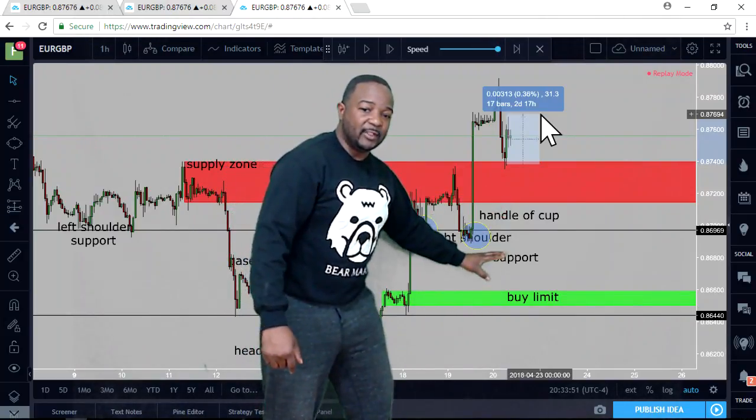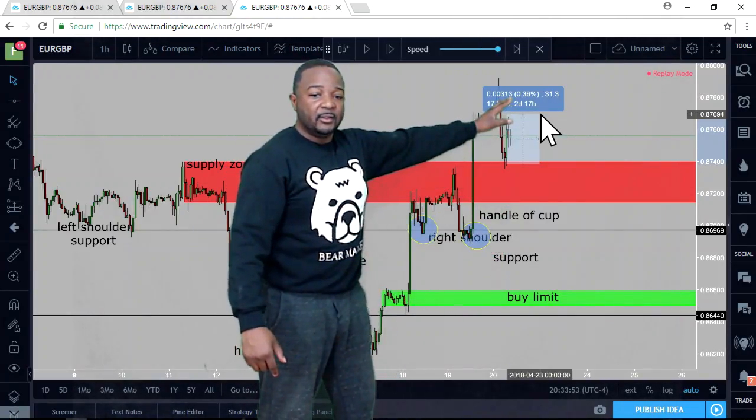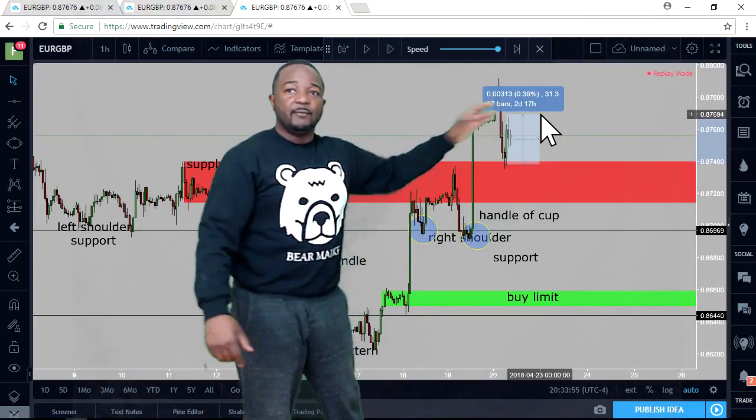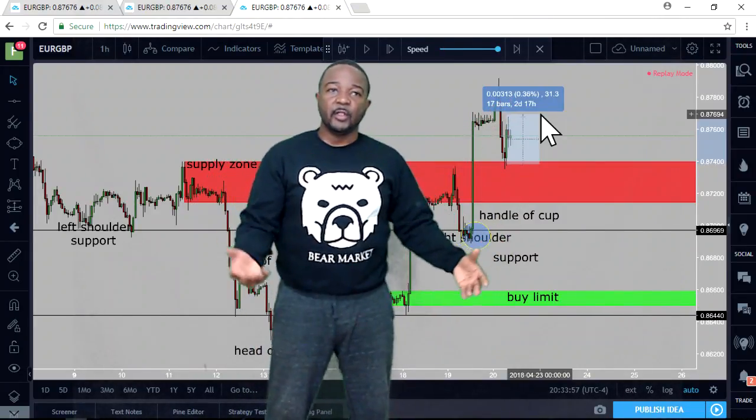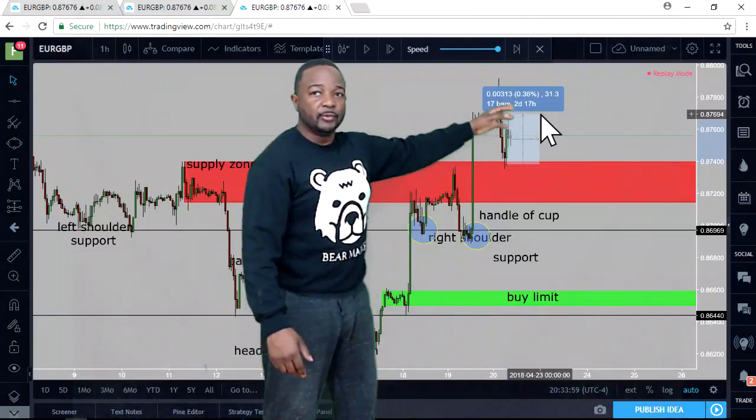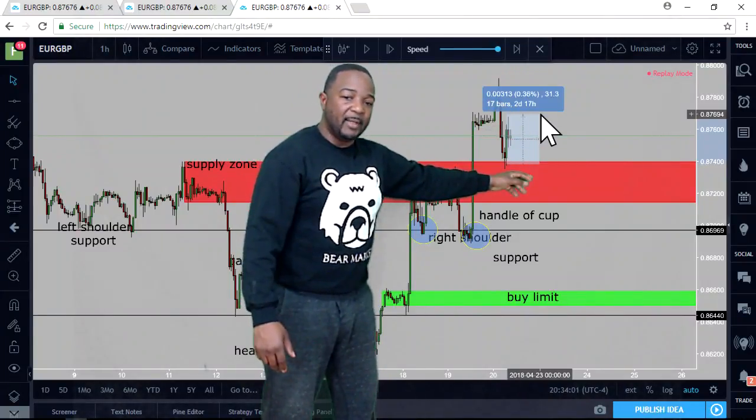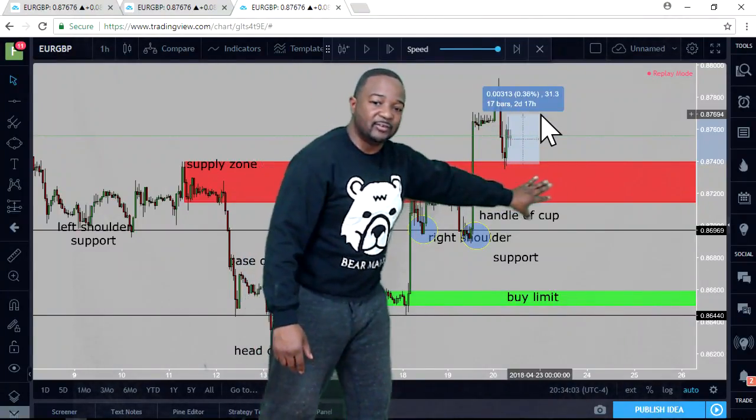So when that market came to the zone, look what happened. Boom. Shot up to the level. Friday, which was a slow day, especially for this pair, Euro GBP, it came back down to that level right at the top of that zone.